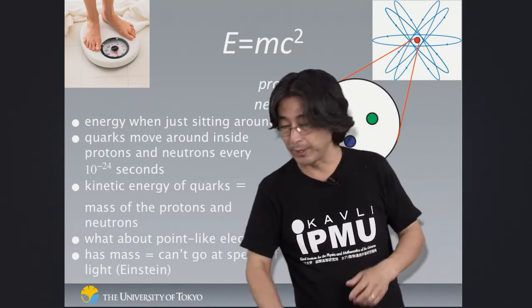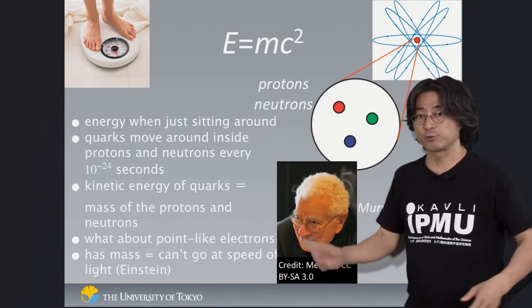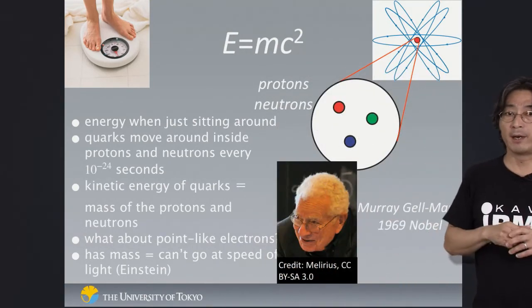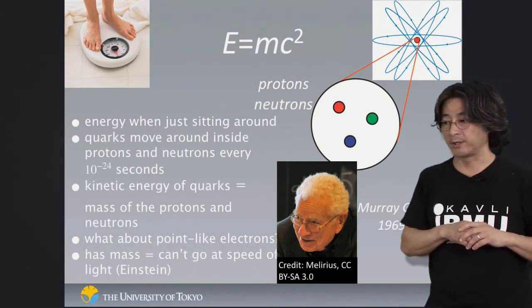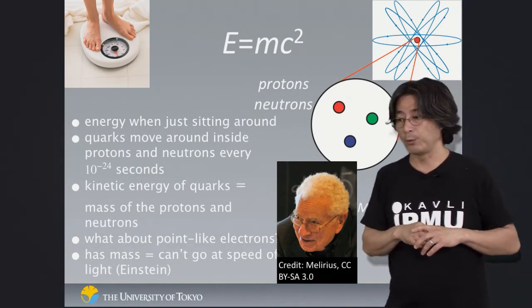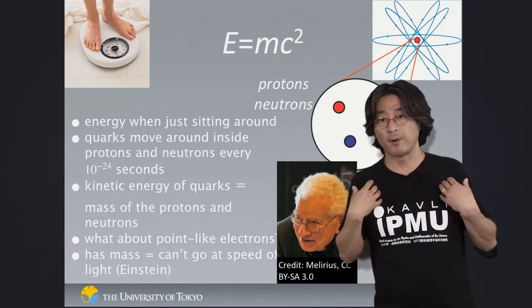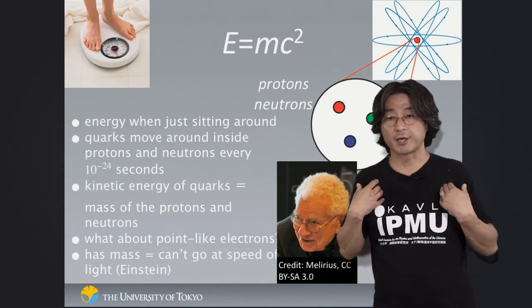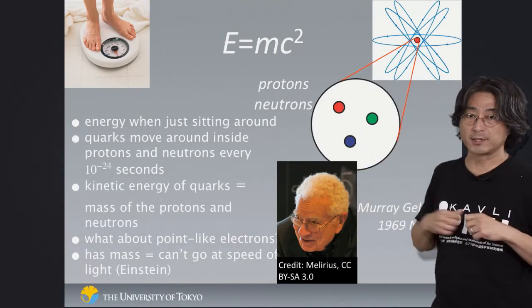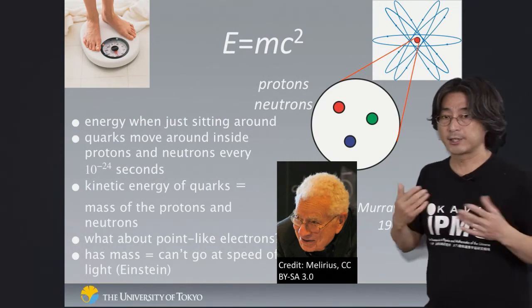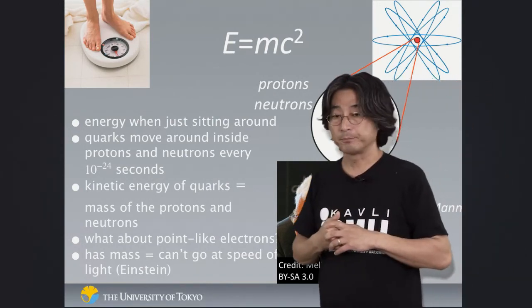So that story sounds bizarre. The existence of quarks had been proposed by Mr. Murray Gell-Mann, another Nobel laureate in physics. But this is the way we understand where the mass of a body comes from. It's actually the motion of quarks inside protons and neutrons. That's what we are measuring on a scale.